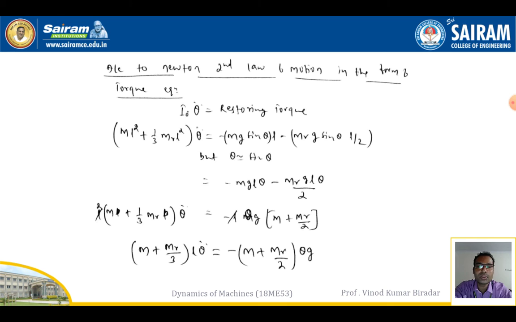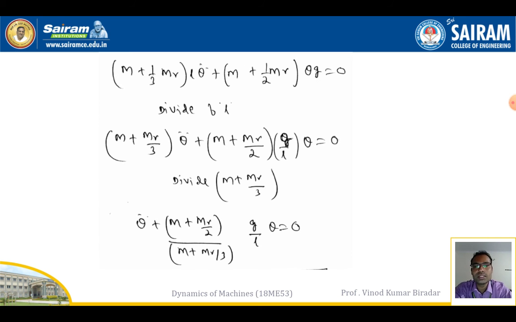But theta is very small, so sin theta is approximately theta. Therefore minus m g L theta minus m_r g L theta divided by 2. Simplifying again, L gets cancelled. So m plus 1 by 3 m_r, times L theta double dot, plus L theta g times m plus m_r by 2. Taking the common terms, m plus m_r by 3 times L theta double dot is equal to minus m plus m_r by 2 times theta g. Again the simplification: m plus 1 by 3 m_r times L theta double dot plus m plus 1 by 2 m_r times theta g is equal to 0.